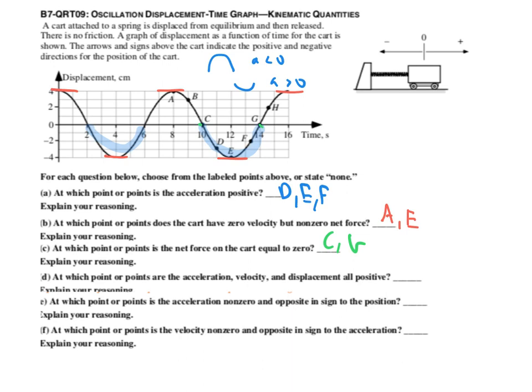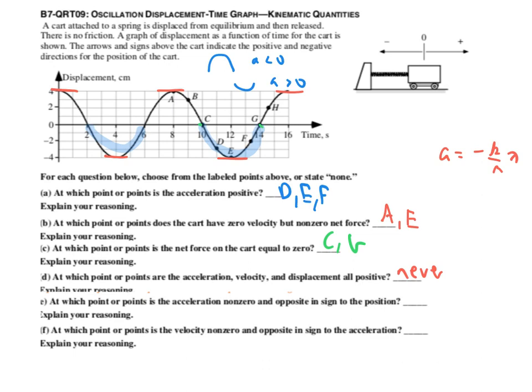At what point or points are the acceleration, velocity, and displacement all positive? This is never, because the acceleration is minus some constant k over m times x. So if x is positive, a is negative, and vice versa.